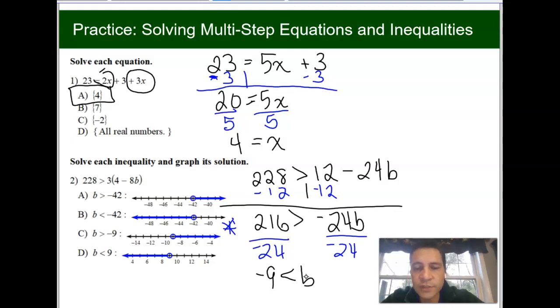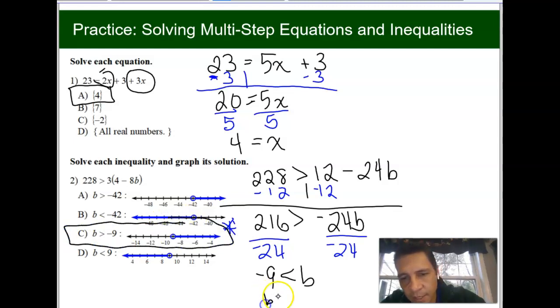So which of these graphs shows me that negative 9 is less than b? That's going to be C here. And there's the graph for it. Negative 9 is less than b is the same thing as saying b is greater than negative 9.